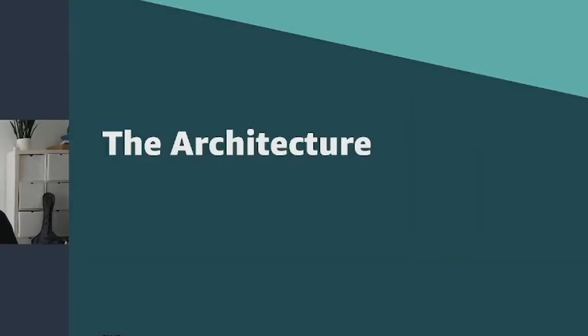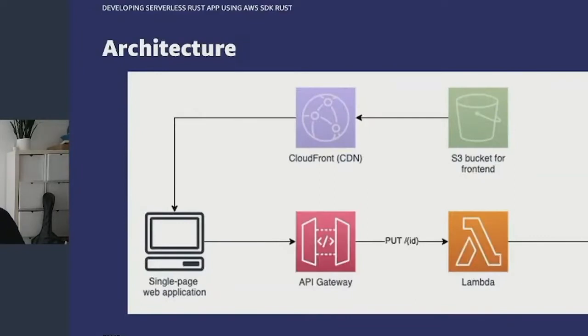Now we're going to show you a little architecture that we're going to build today. This is an architecture of a REST API that is coming from the template that we will see shortly. You will have a single page application that talks to an API. The API is using API Gateway to expose the API to the internet. When it receives a PUT request, it will trigger a Lambda function.